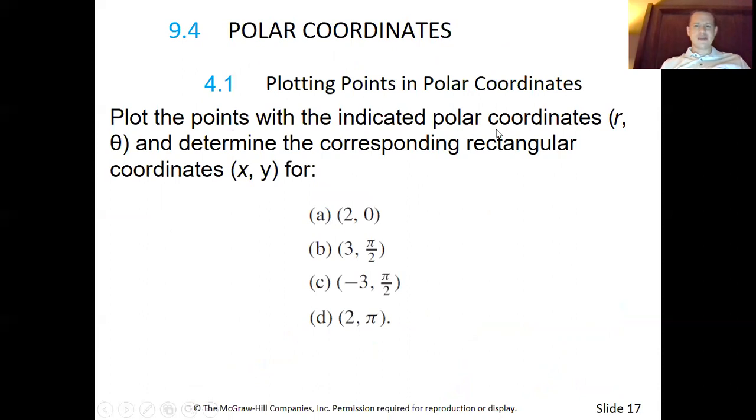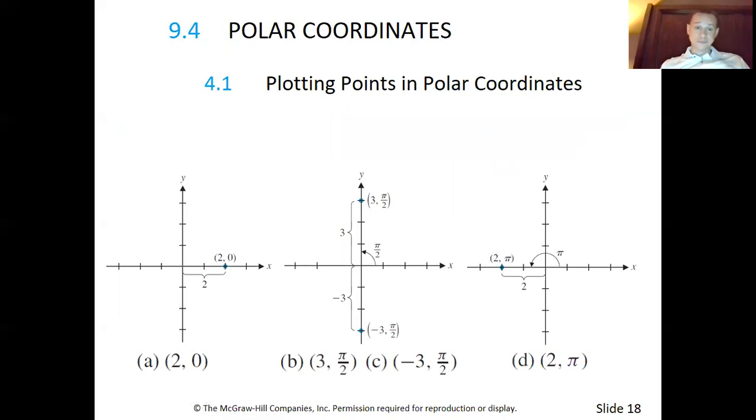Plot the points with the indicated polar coordinates and determine the corresponding rectangular coordinates. Now, these are all polar, apparently. So remember, they tell you r and theta. This one's telling me r is 2 and theta is 0. R is 3 and theta is pi over 2, etc. And we need to plot them. So let's just try to do them intuitively.